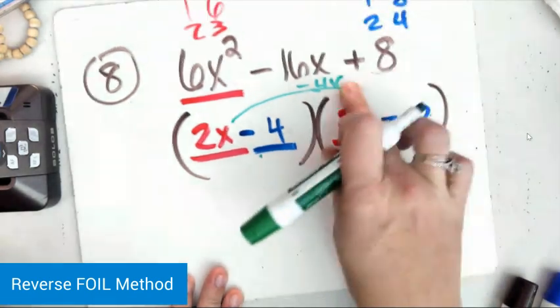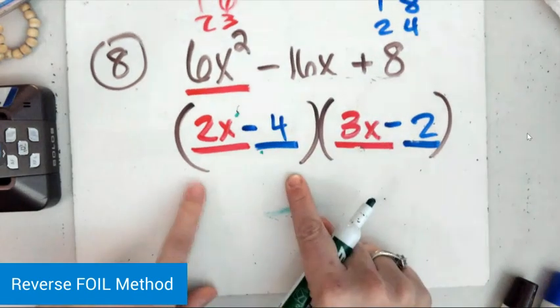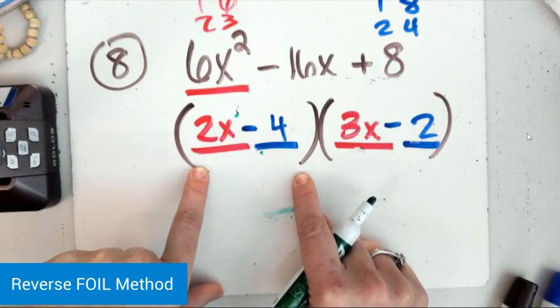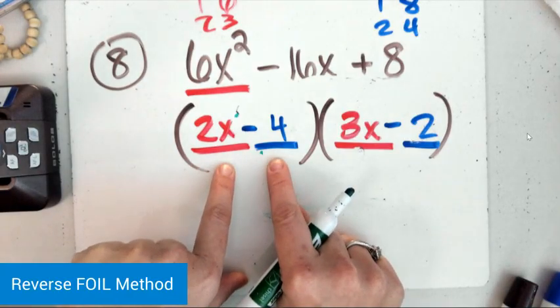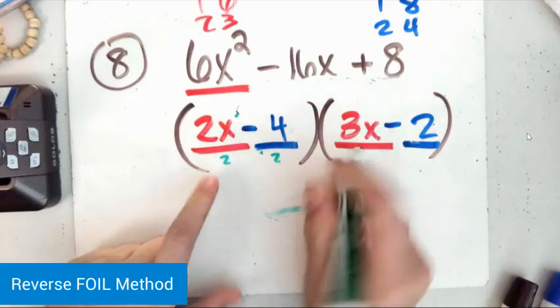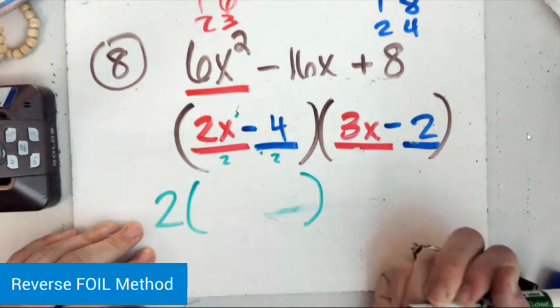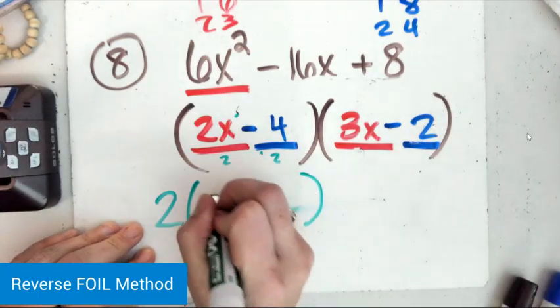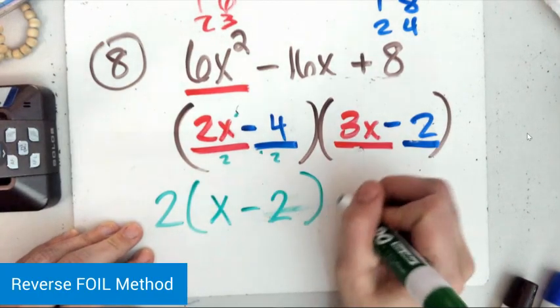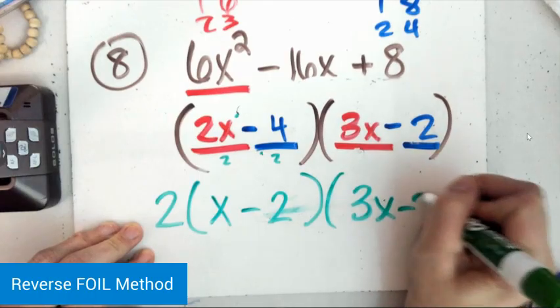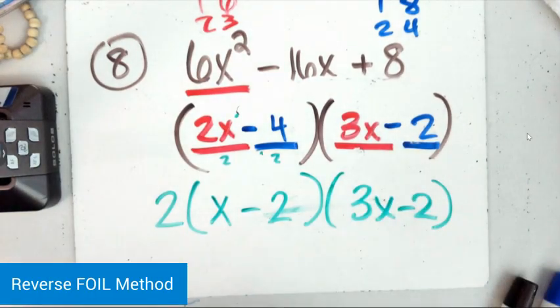Now wait, that's not the right answer yet, correct? Look at your factors. Look at the first factor. Do you see how they're both divisible by 2? So if I can divide both of these by 2, that means I can take a factor of 2 out. And what am I left with? Isn't this what we got from the beginning? So you get the same answer either way.